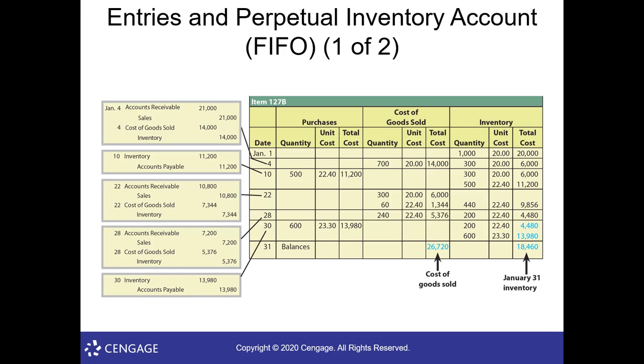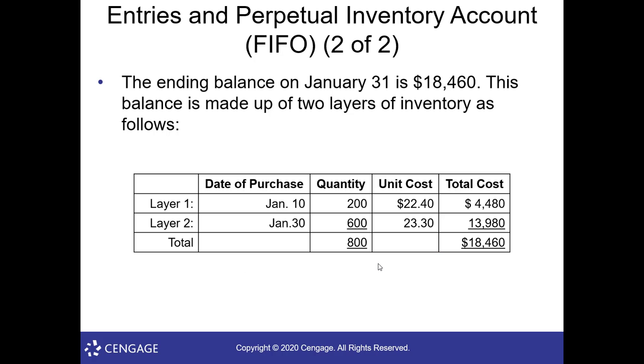Now, once again, we only have one pool because we sold 60 of the 500, leaving us with 440. So when we sell 240 of them, they're all sold at $22.40 of cost. That leaves us with 200 remaining. We have that 200. We buy on the 30th an additional 600 units at $23. And that is what is in ending inventory, a total of 18,460. Add up the total cost column, that gives us our cost of goods sold.